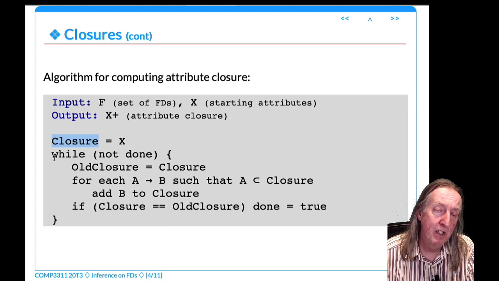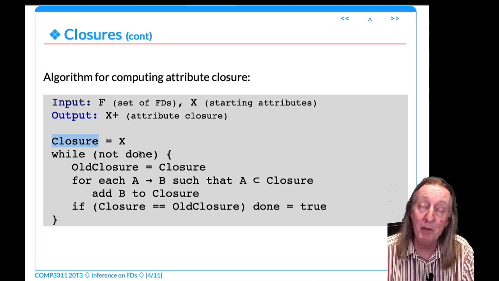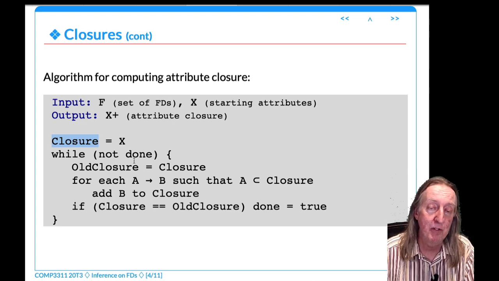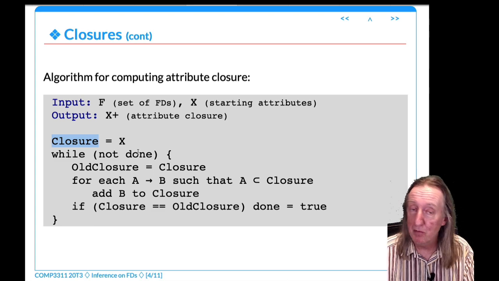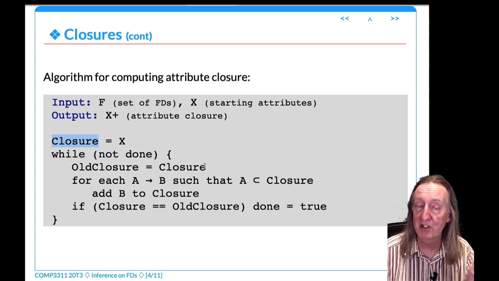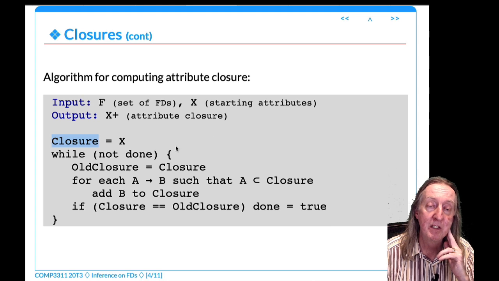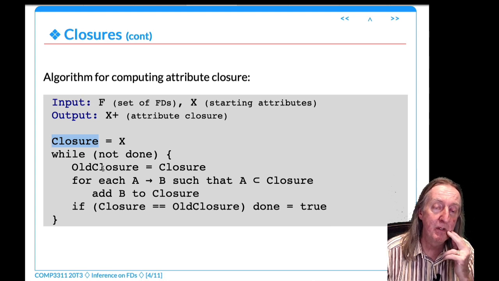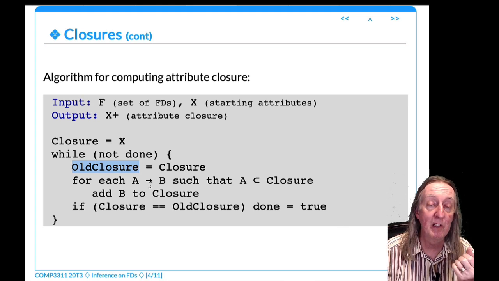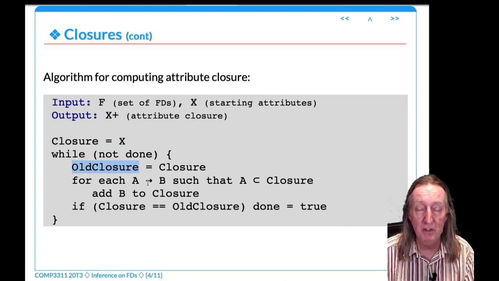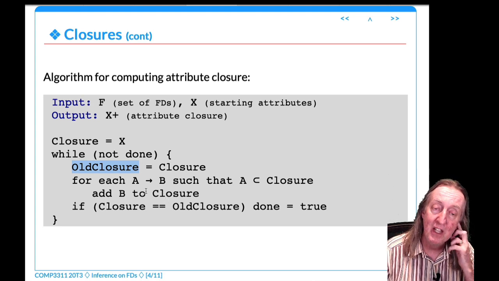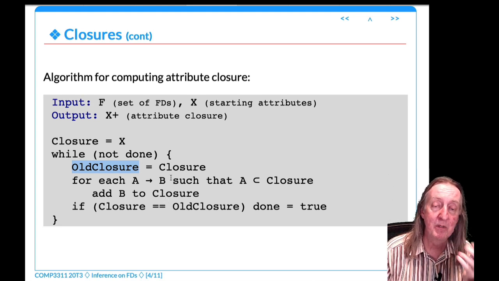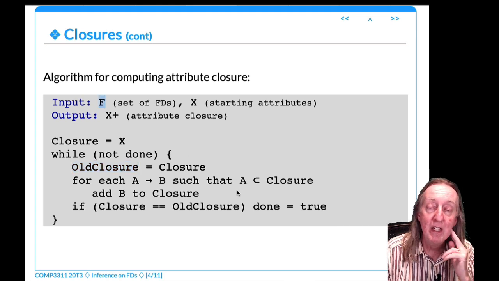All right, so we have a loop that goes until we reach a certain condition, and the condition is that we can't add more attributes, no matter how many rules, how many functional dependencies we look at. There's no more to be added. All right, so first thing we do, we remember what the current closure is, and then we start looking through the set of functional dependencies. So these A determines B come from the set F. Probably should have written that there.